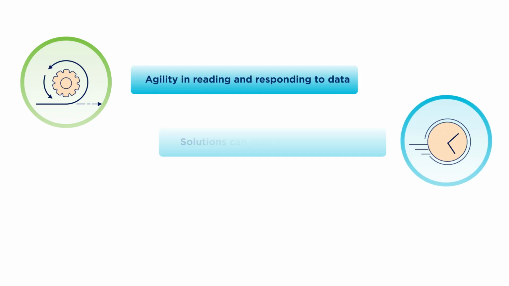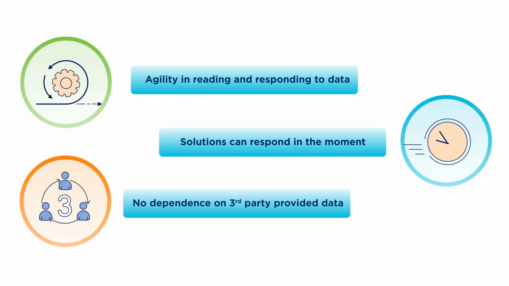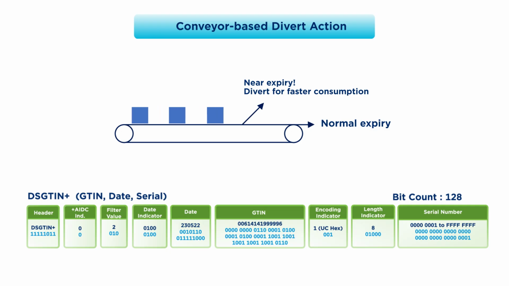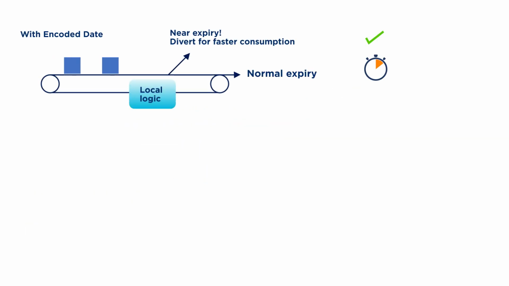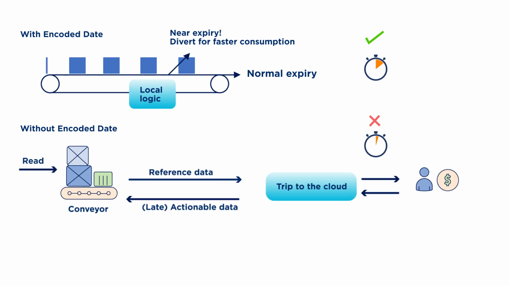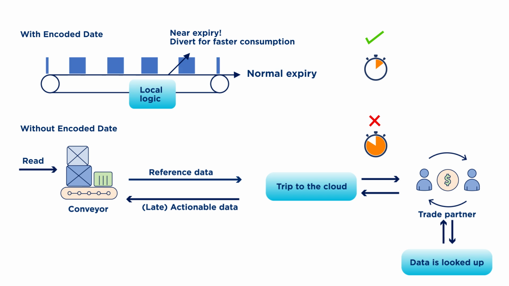The benefit of encoded data is shown in the agility of solutions to read and respond to such data in the moment without looking up third-party provided data. In this example, we see a conveyor-based divert action that is based on product expiry date. Tags read at the conveyor contain the actionable data, instead of requiring a trip to the cloud where trade partner provided data is looked up.